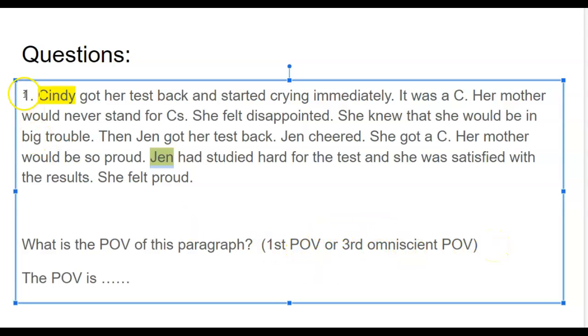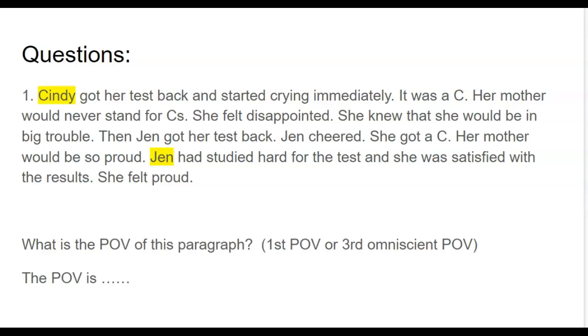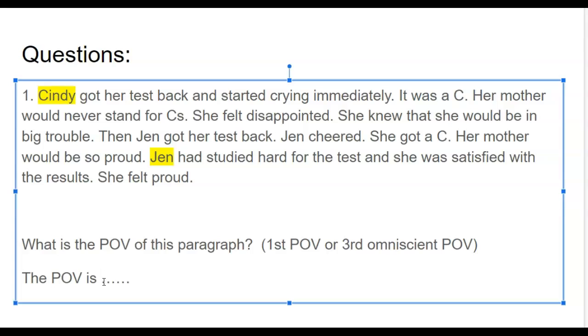Okay? Well, let's see, first of all, first person point of view uses the pronouns I, me, us, we, mine, and my. Let's see if we can see those pronouns in here. I don't see any of those in here, so it's definitely not first person point of view. So therefore, it's going to be third person omniscient. So you would just write down the first point of view is third person omniscient.